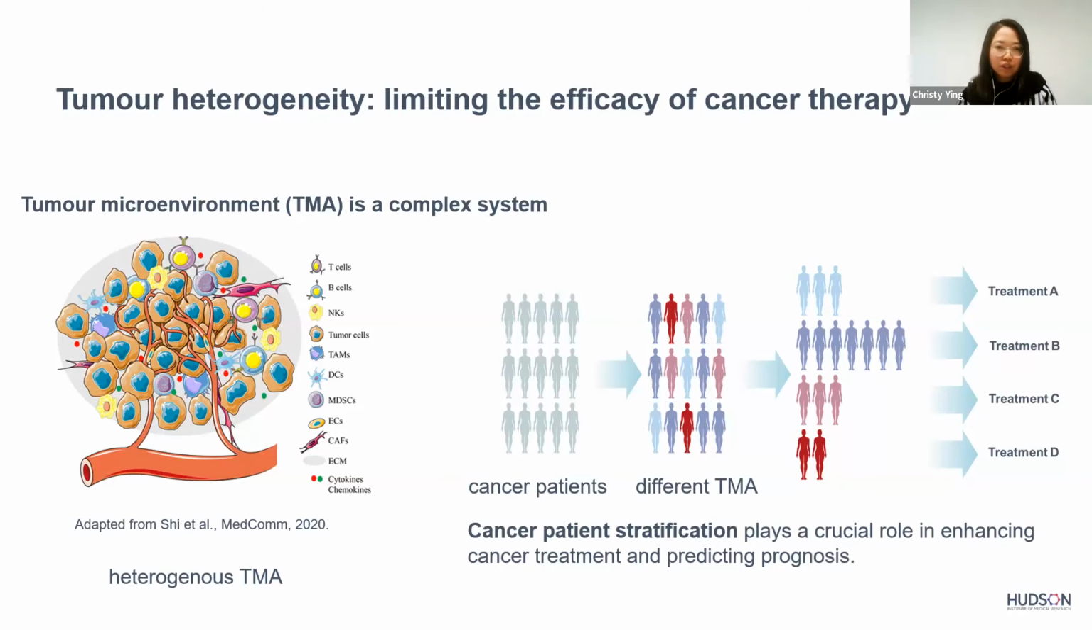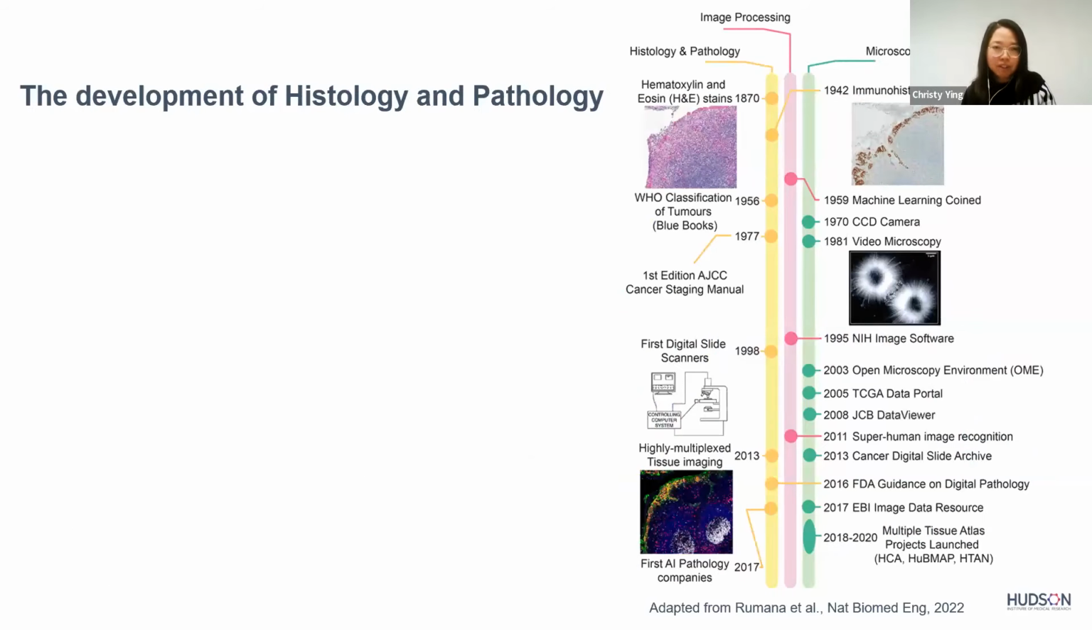There are a lot of technologies available in the laboratories that could help us to do cancer patient stratification. When we look back at the development of histology and pathology, we find several important milestones, technologies that have been widely applied in cancer research. One important milestone is the H&E staining that was introduced in 1870. We still use it nowadays.